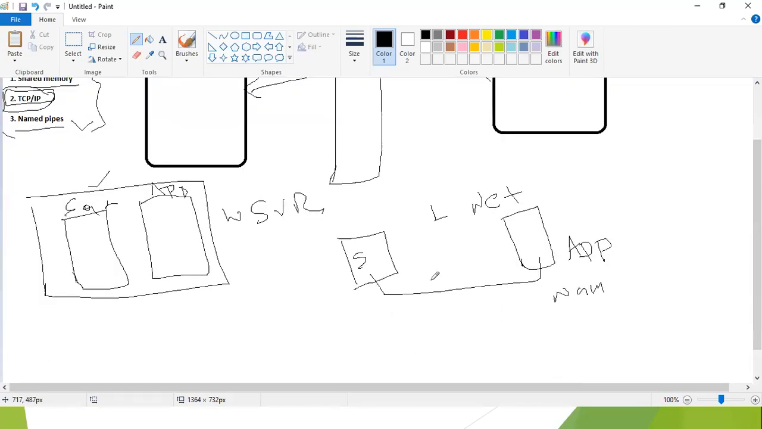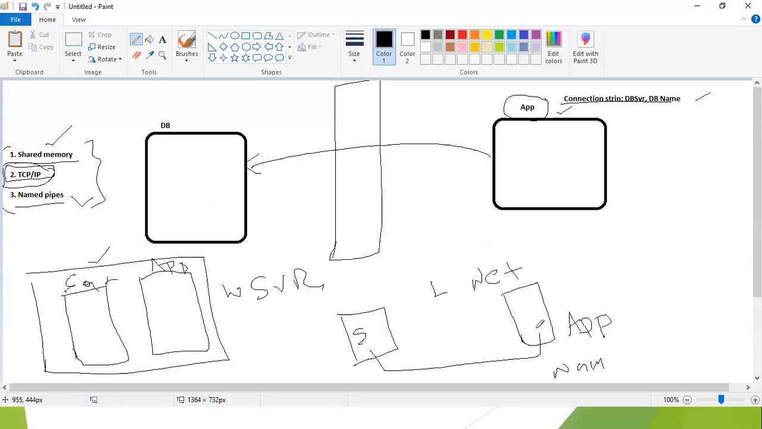But the way we can communicate is with shared memory, named pipes, and TCP/IP. These three are supported within the server. Even within the server you can use TCP/IP, and across the wide area network you can use TCP/IP, and named pipes you can use for servers in local area communication. So these are the three protocols on which the application and SQL Server listen to each other.